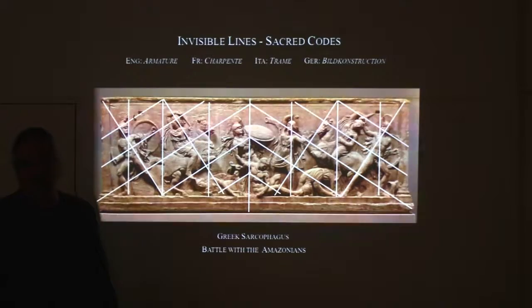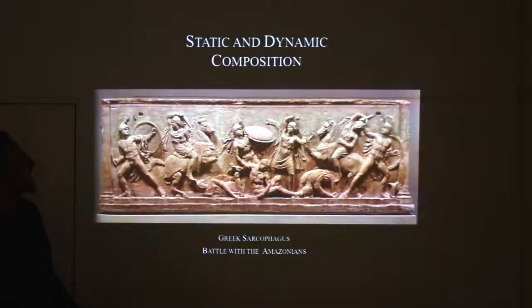So when we talk about all of these lines underlying a composition, in English we describe this as the armature. But in French, charpente, which is to say any structure underlying or supporting a building, like Italian, trame, and German, Bildkonstruktion. So whatever language we're talking about, what we're seeing are lines, and what we're actually seeing are invisible lines, because once the artist has finished their work, those lines become invisible.